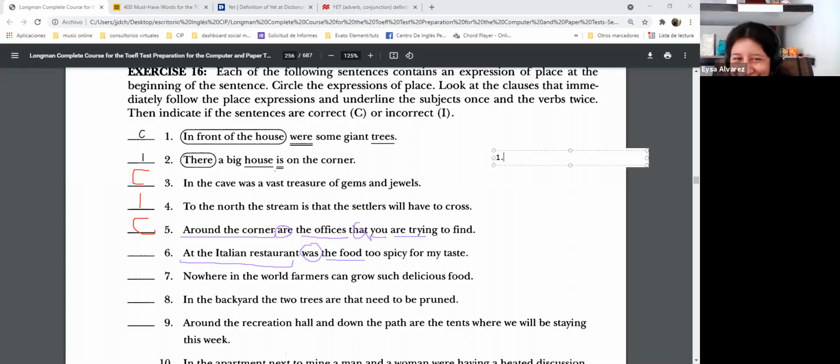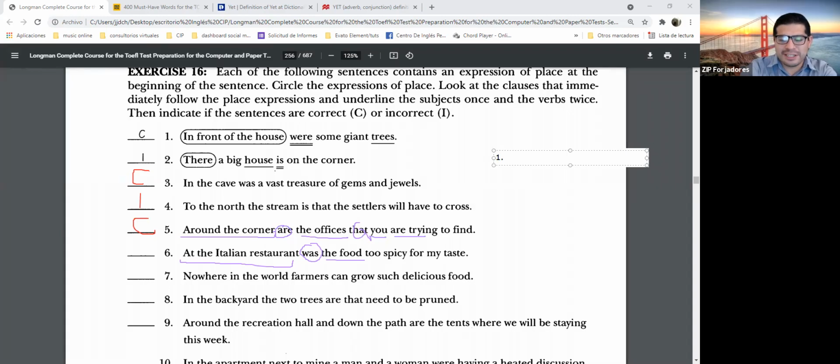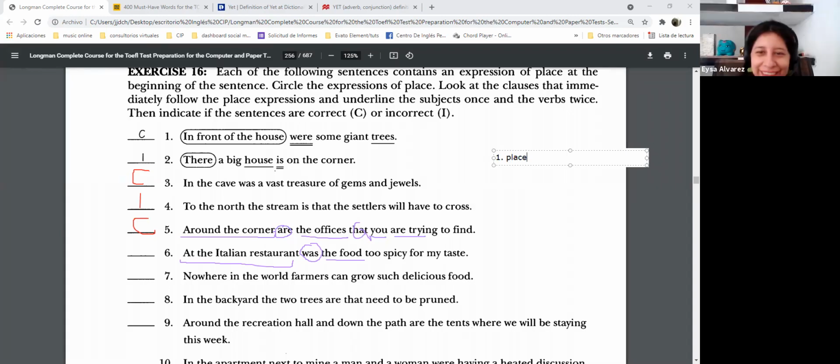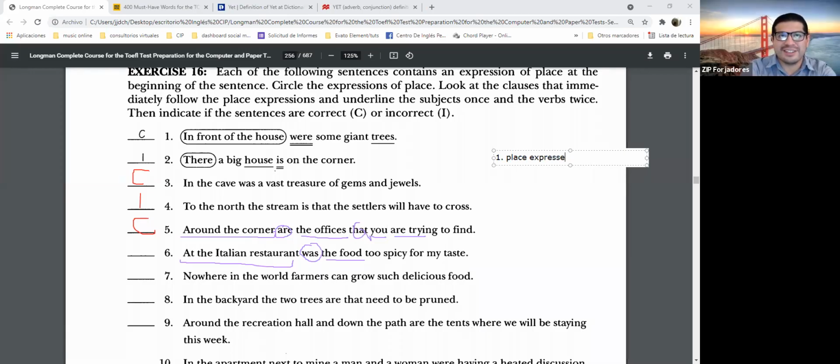Okay, so the first step is to know if we start with a place expression: "At the Italian restaurant." Exactly, that's right. A place expression at the beginning. Okay, so the second step is to know if this place expression is necessary. So it is necessary to have meaning.